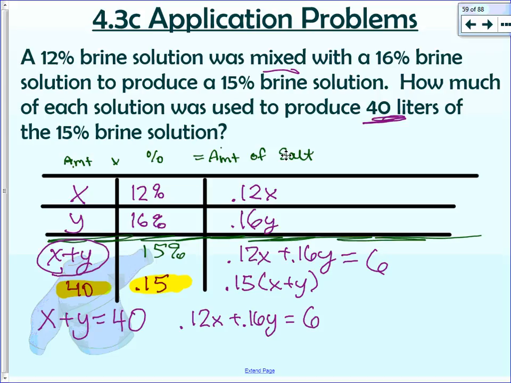Okay. So I have two equations: x plus y equals 40 and 0.12x plus 0.16y equals 6. Because this has to do with the amount of salt. So this is our salt equation. And this is our amount equation, or our total amount equation. All right, so I'd like you guys to go ahead and solve.